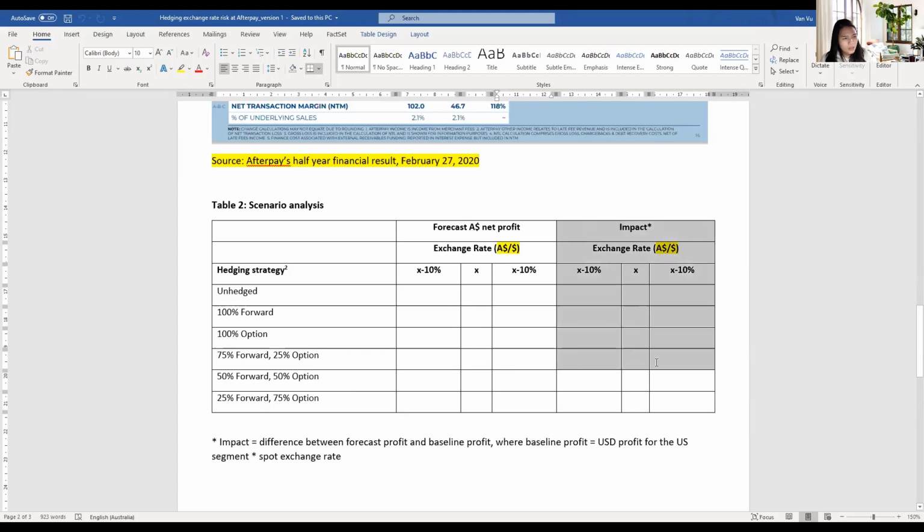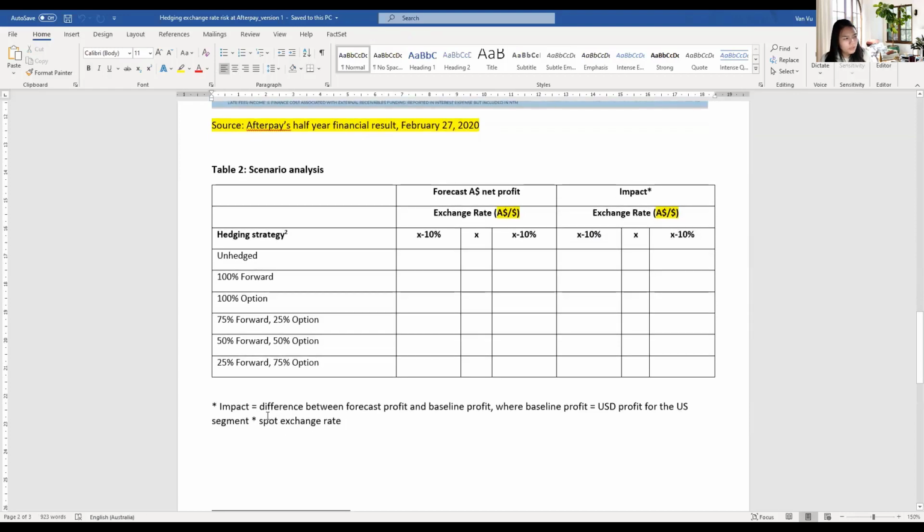Now, in the next column, I'm going to have a column called impact, okay? So in this case, what I'm going to have here is I'm going to compute the difference between the forecast profit, which is what I computed here, okay? And the baseline profit, where the baseline profit is given by your net USD profit. So I'm looking at version 1, so I'm talking about USD profit, okay?